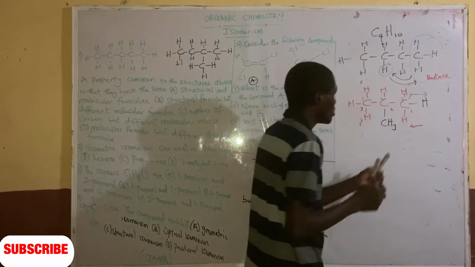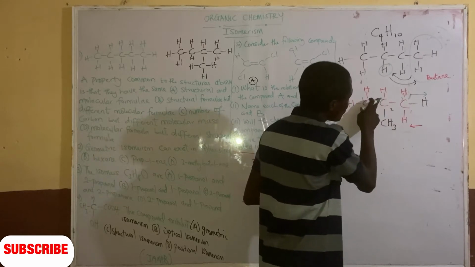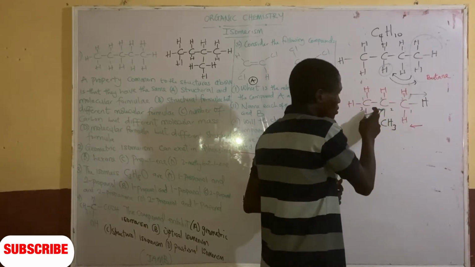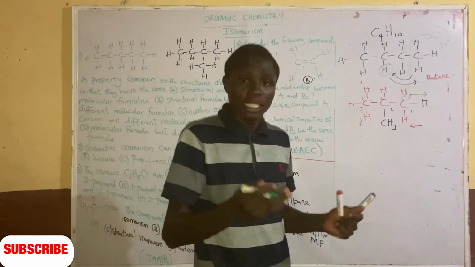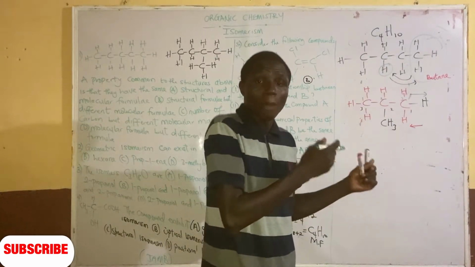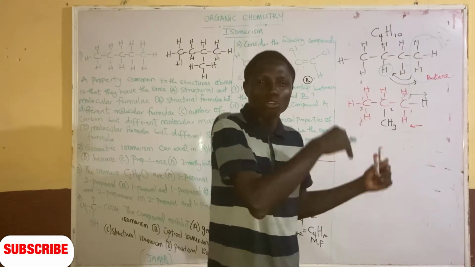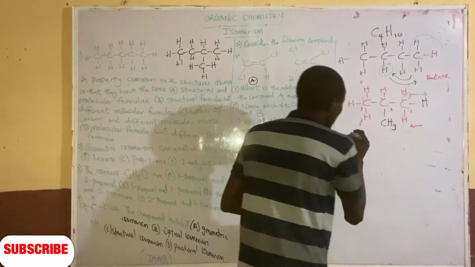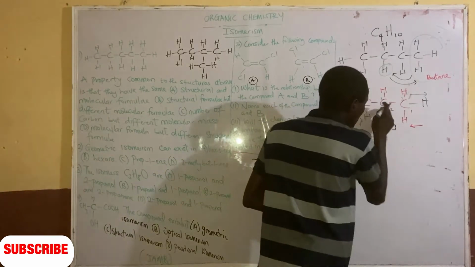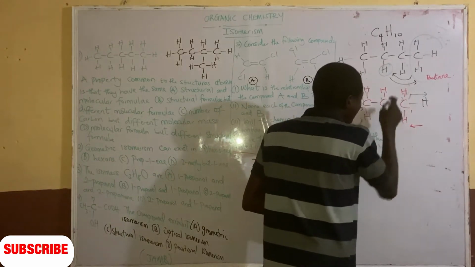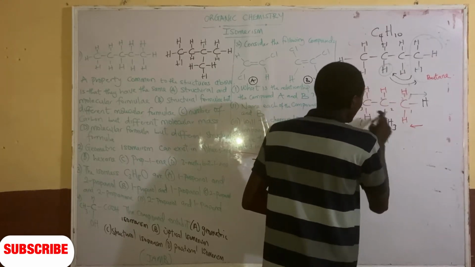What am I trying to say? If I number it from the front, my substituent falls on number 2. If I number it from the back, my substituent falls on number 2. So whichever the case, my methyl group is falling on carbon 2. So I can just name it like that. So this is 2-methyl. The substituent is on carbon 2, so it is 2-methyl. Now 2-methyl what?